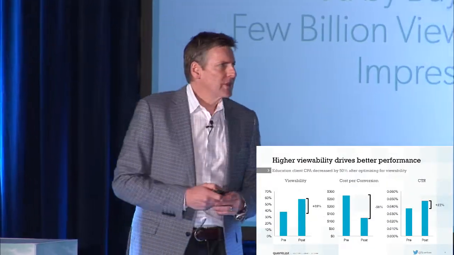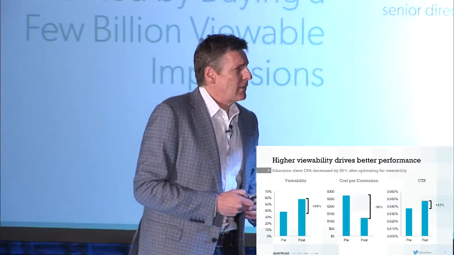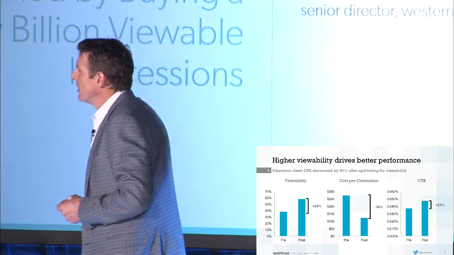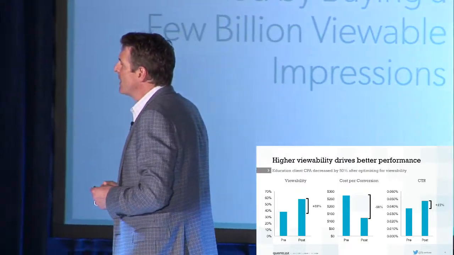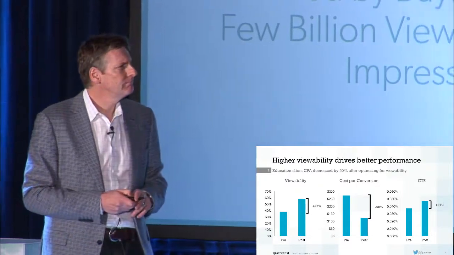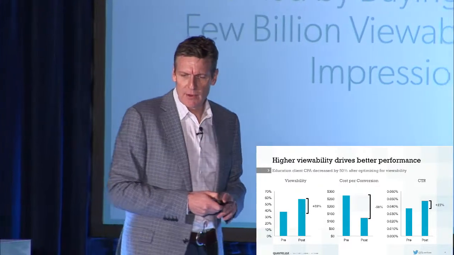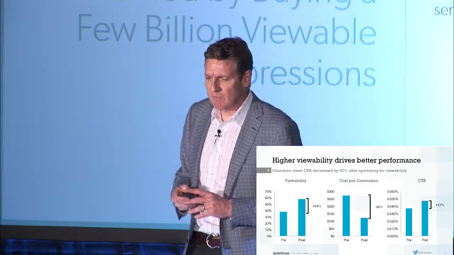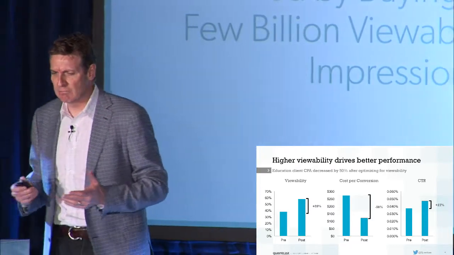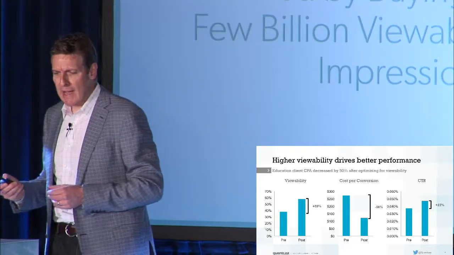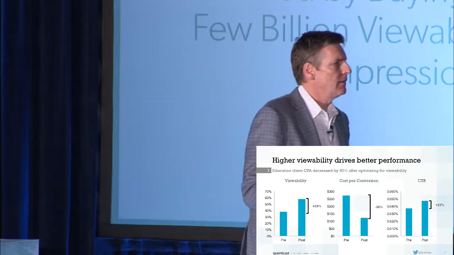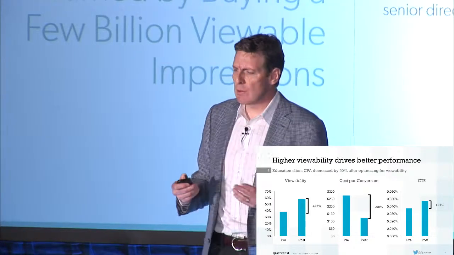And what about performance? Well, higher viewability definitely drives better performance. What we're looking at here is an educational client, CPA-driven. They decreased their CPA by 50% after optimizing for viewability. You can see the pre there on the left. They were about 40% viewability. They raised it by 20 percentage points. Their cost per conversion went down by 50%, and their CTR went up by a third. So, makes sense. The ads that are in view are seen by the consumer, they can take action.